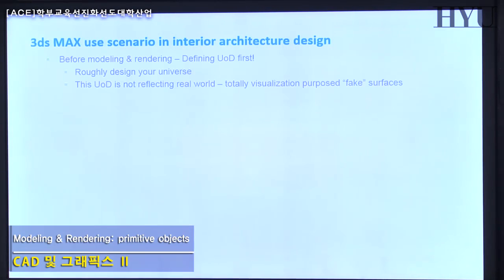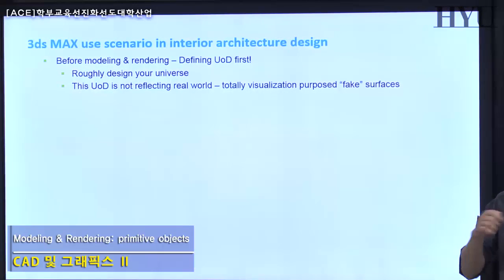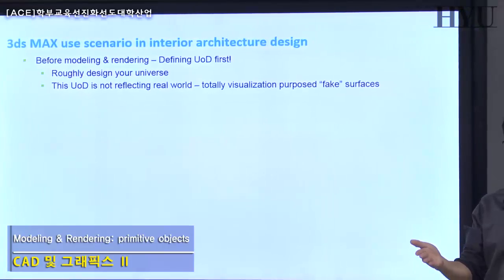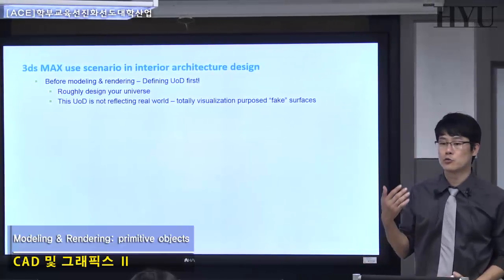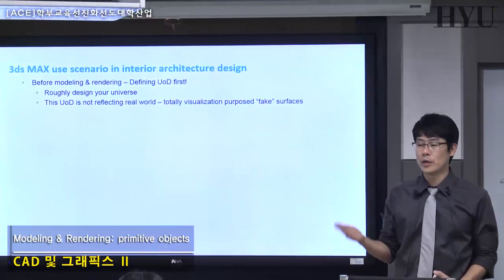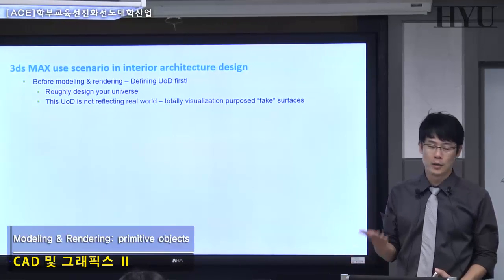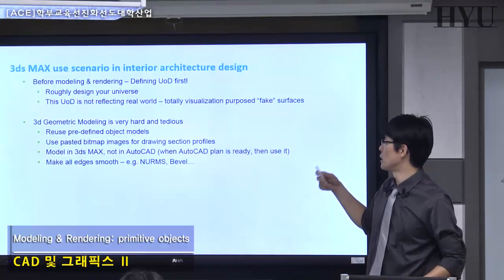Again, another summary. Before modeling and rendering, define your universe first. That's very important, okay? And roughly design your universe, supposed to be drawn by yourself, by freehand, or written down by yourself, so that you can clearly understand what you are doing. Most of you don't know what you are doing now. That is why it's very hard to do, okay? So define your universe world first, and then 3D geometric modeling. It's hard and time-consuming, tedious.